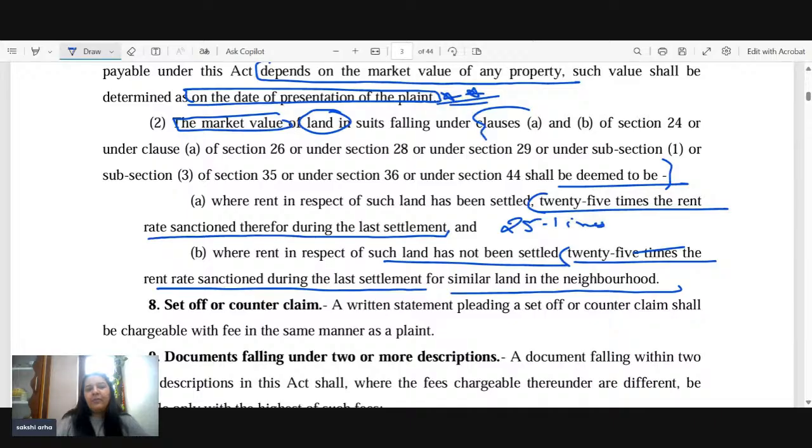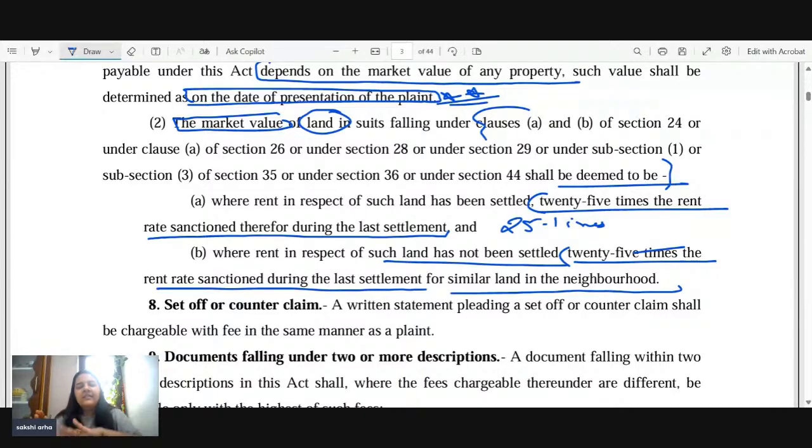Right? If property is falling under certain sections, in that case, the market value of that property will be, if the rent is settled, then 25 times of that rent. If no rent is settled, then जो उसके neighborhood में settled rent के lands है, उन land की 25 times.